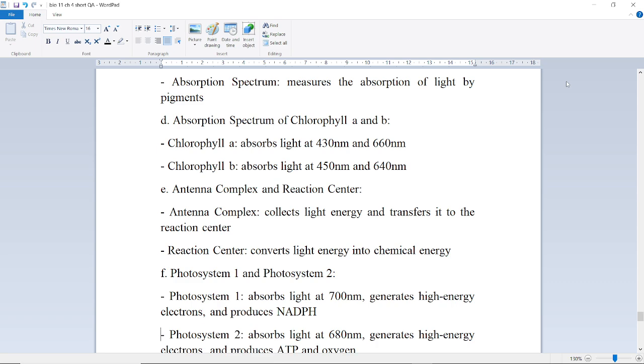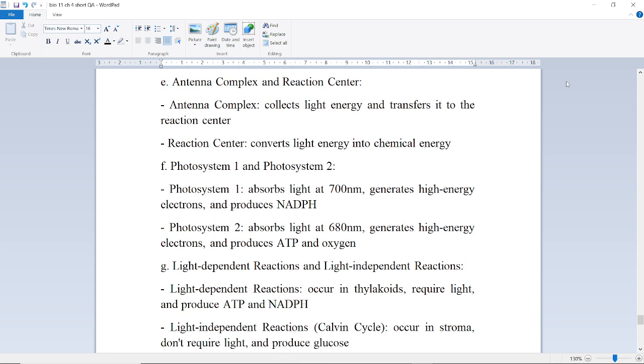Antenna complex and reaction center. Antenna complex collects light energy and transfers it to the reaction center. Reaction center converts light energy into chemical energy. Photosystem 1 and Photosystem 2. Photosystem 1 absorbs light at 700 nanometer, generates high energy electrons and produces NADPH. Photosystem 2 absorbs light at 680 nanometer, generates high energy electrons and produces ATP and oxygen.